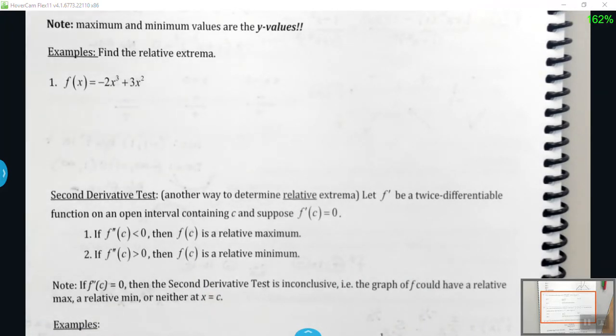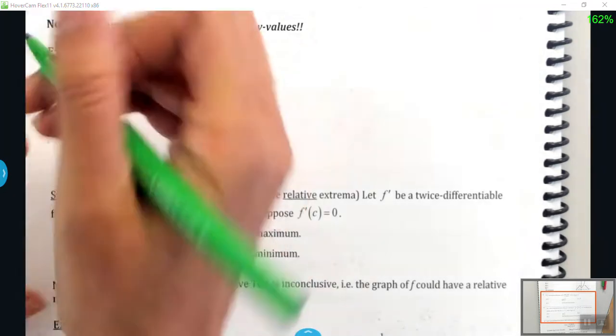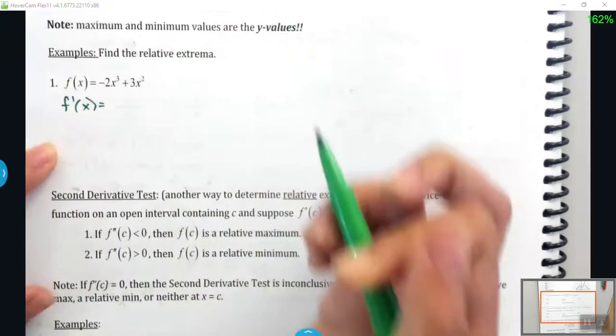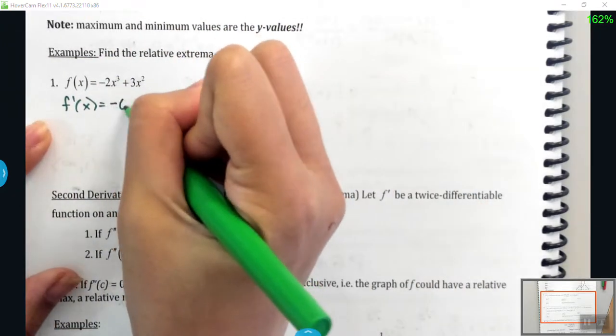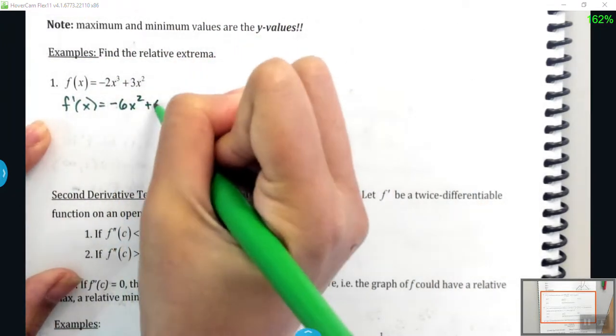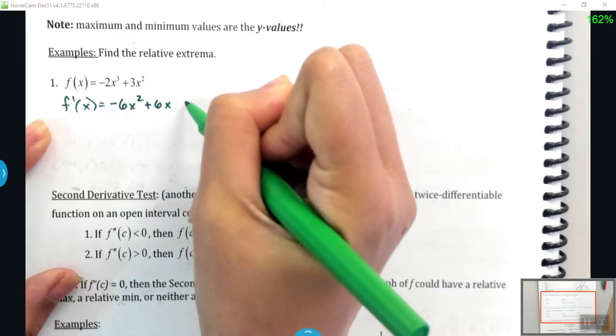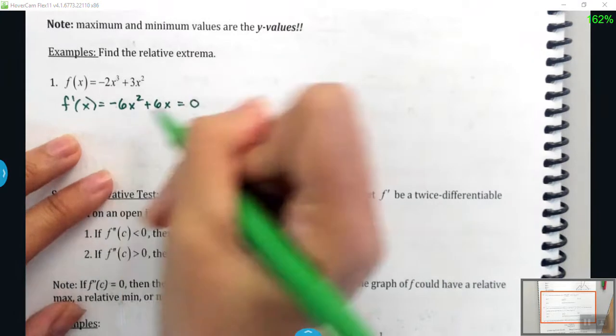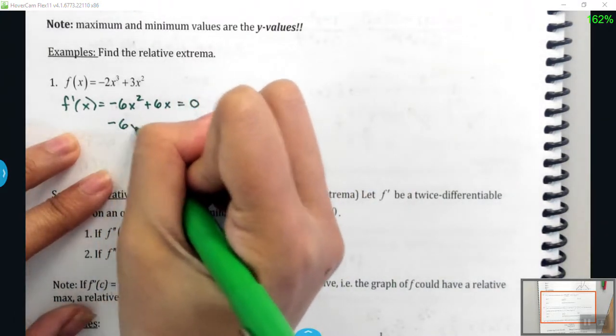Okay, so find the relative extrema. First, we take the first derivative, and you set it equal to 0. So we get negative 6x squared plus 6x equals 0. Factor out a negative 6x.